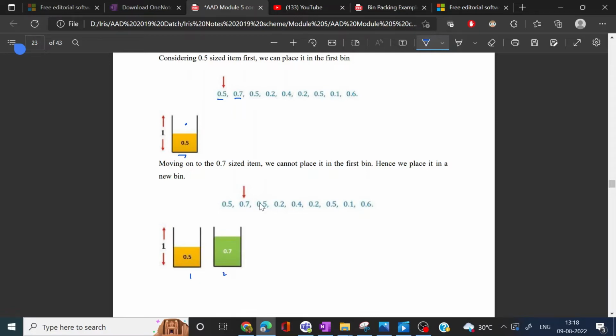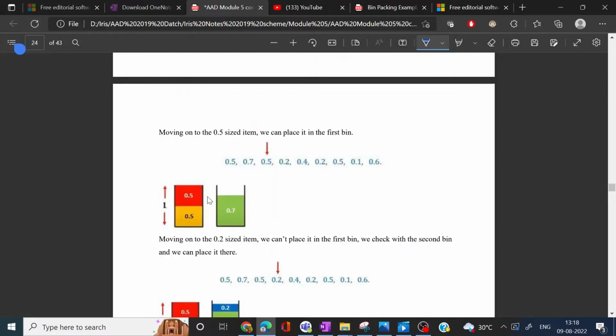Then the next item is 0.5. According to the first fit algorithm, we have to scan from the previous bins to see if there is any space. Here we can find space, so the third item can be put into the first bin. So the arrangement becomes like this: 0.5 here, 0.5 here. So the first bin is full.